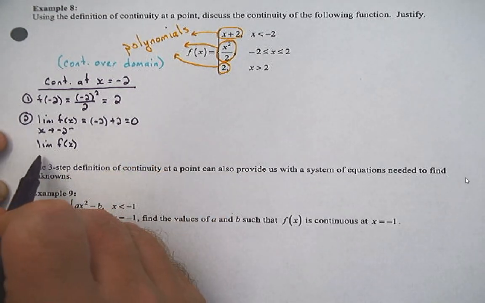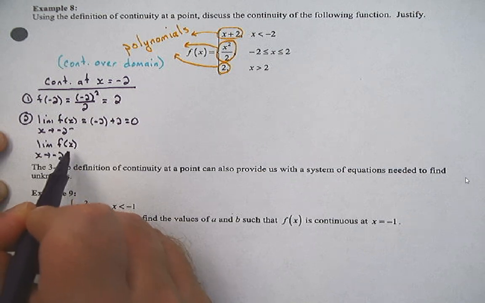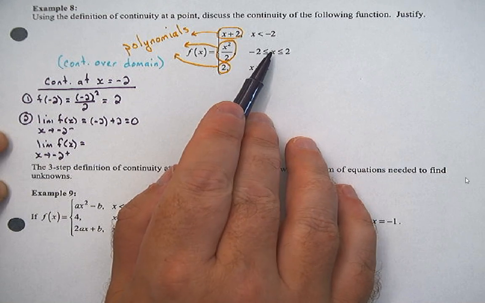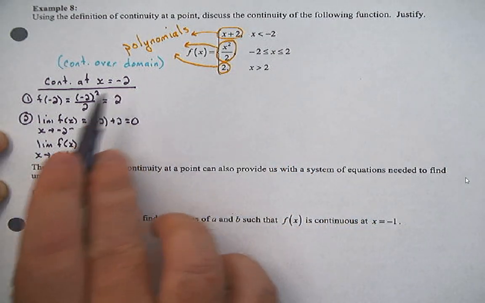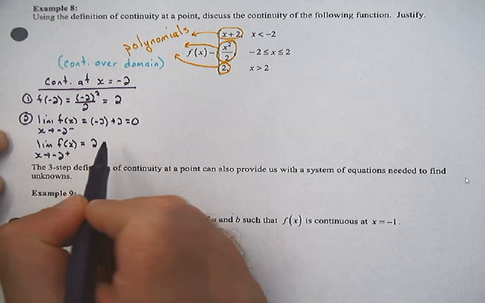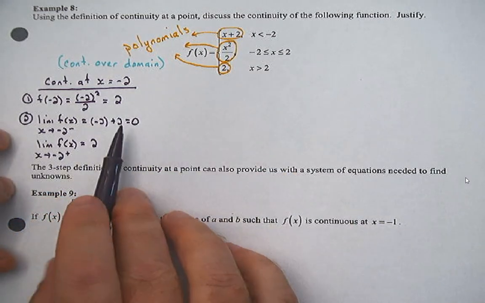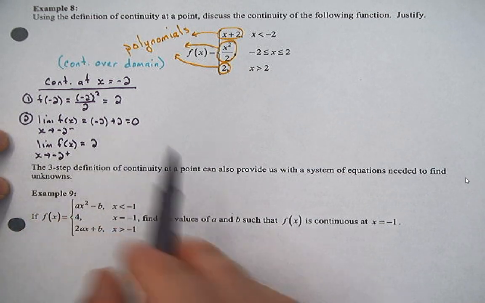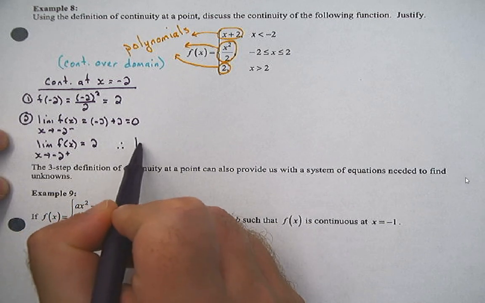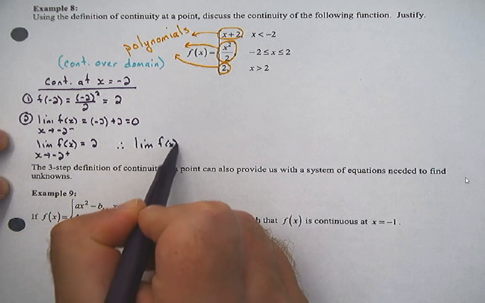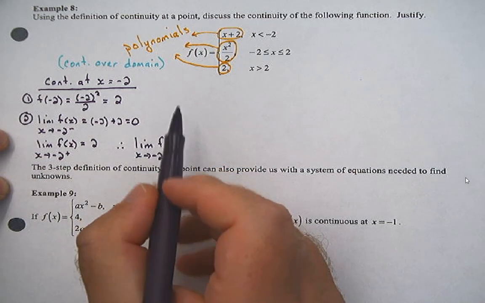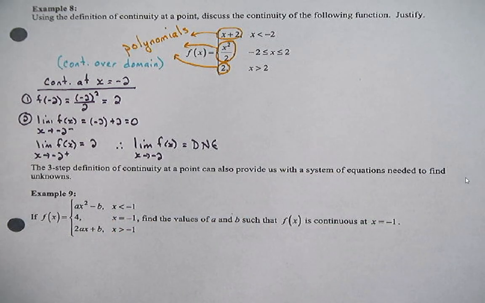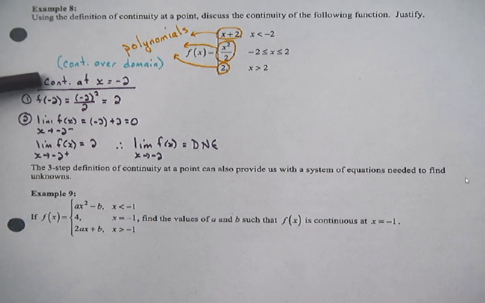Let's see what the bridge, or the road, I should say, not the bridge, the road, is on the other side. So now I'm approaching -2 from the positive side, from the right side. Well, we already did this, right? We already plugged -2 into that, and we got 2. Uh-oh. What does this mean? If the one-sided limit from the left is 0 and the one-sided limit from the right is 2, then the overall limit of f of x as x approaches -2 equals DNE, does not exist. So we are not continuous at x equals -2.